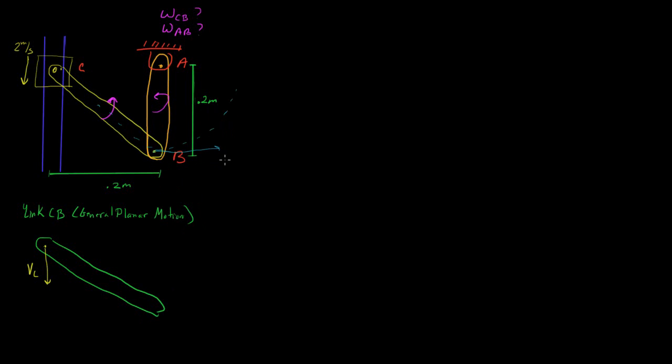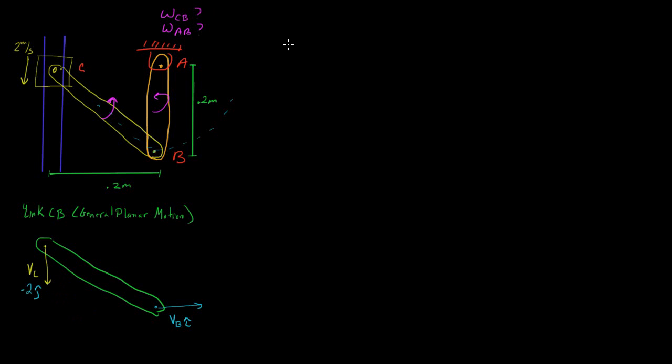So the velocity of B is going to be only in the horizontal direction. So we have a VB in this direction, and we don't know what it is, so we're just going to call it VB i. And we do know what this velocity of C is. We know it's 2 meters per second, so it's in the downward direction. It's going to be minus 2j.